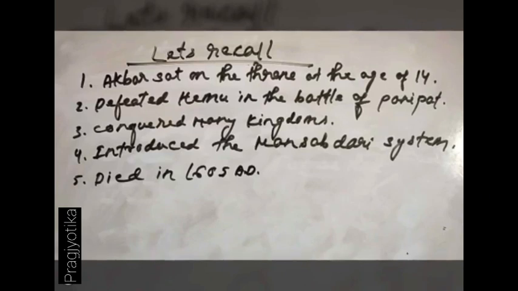Then Akbar also introduced the Mansabdari system. Remember Mansabdari system? Where every officer was given a rank known as Mansab. And the salary of the officers was given according to their status. And also they had to maintain a number of soldiers ranging from 10 to 10,000. And then he died in the year 1605 AD.